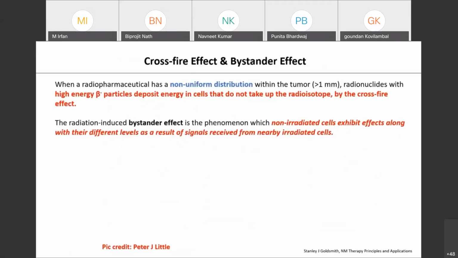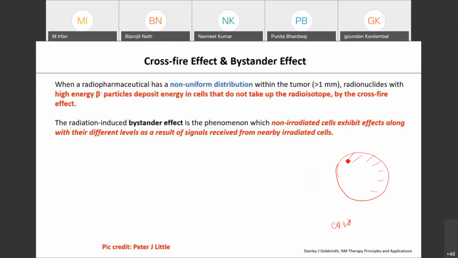So now, next topic, we'll talk about two basic, important effects from a nuclear medicine perspective, which we call the crossfire effect and the bystander effect. When you look at a tumor, it's not always the case that the tumor will have a uniform distribution of receptors. For example, take a tumor which expresses the CD20 receptor. It's not always essential that this tumor will have a great distribution of CD20 receptors around the surface.